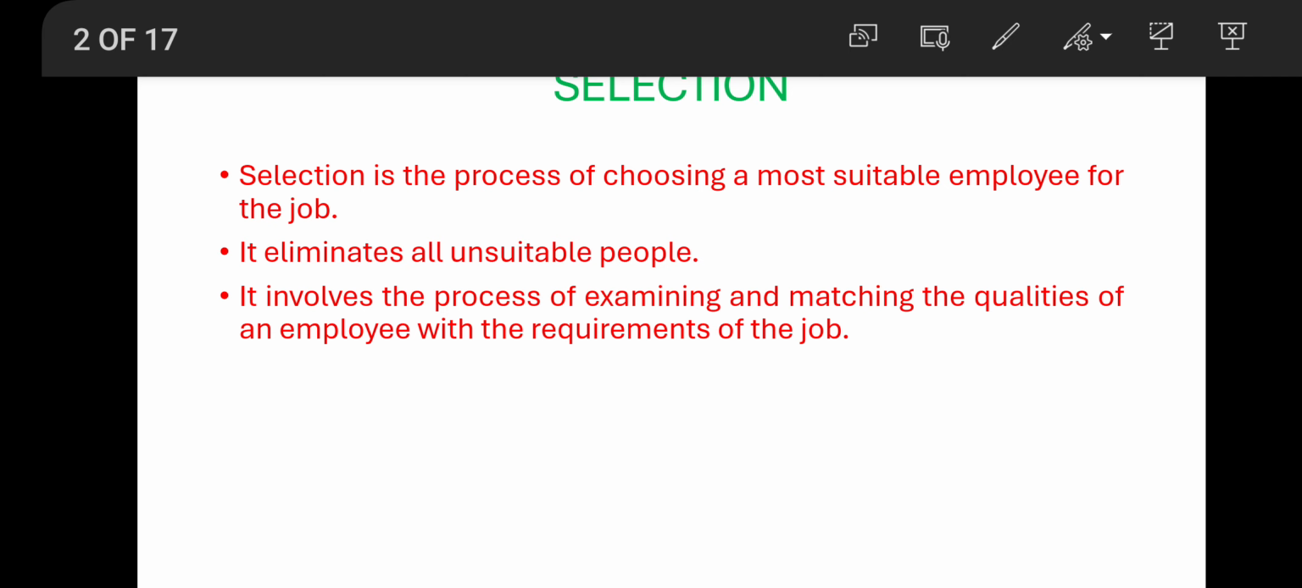Selection process is the choosing of an employee for a particular job. Selection is a process of choosing the most suitable employee for the job. So selection is a process in which unwanted people are eliminated. That is, it eliminates all unsuitable people. It involves the process of examining and matching the qualities of an employee with the requirements of the job.